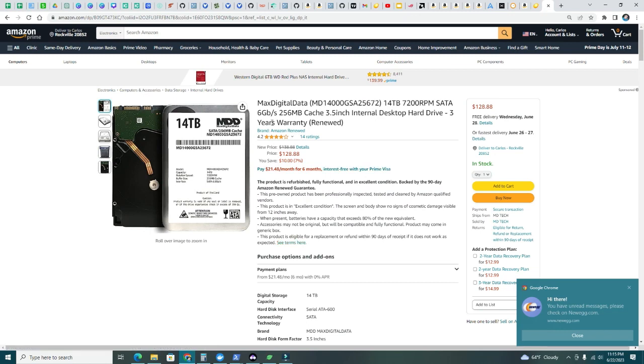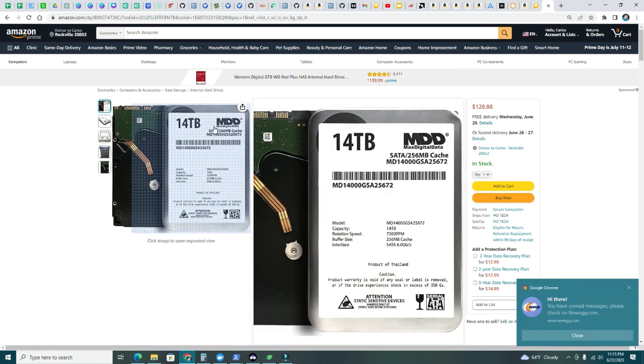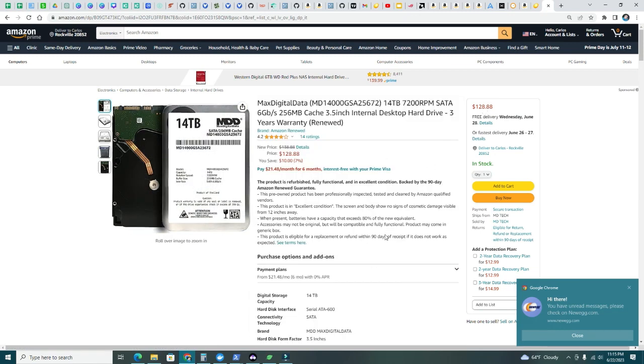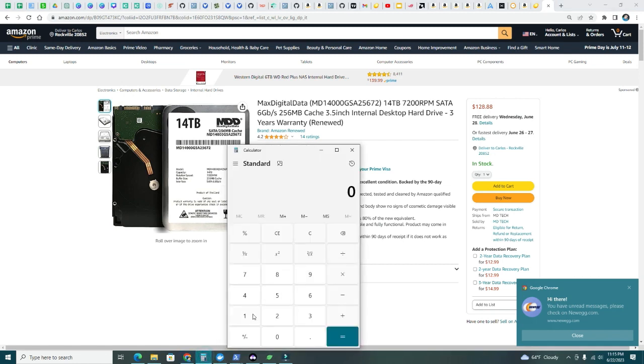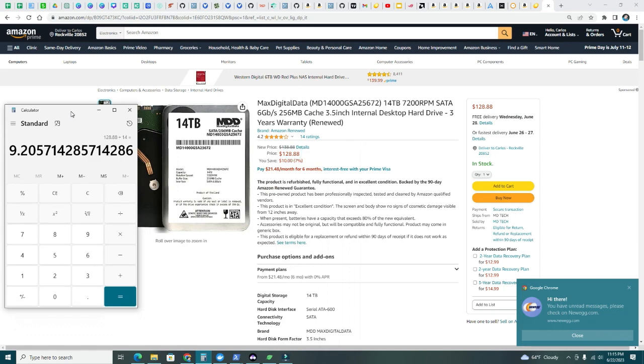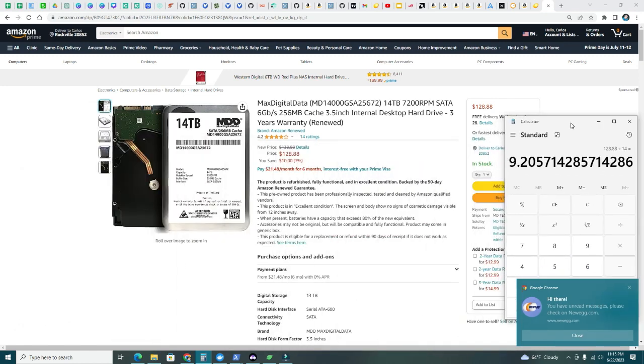All right, and I found these 14 terabyte hard drives at $128.88. Let's see, 128.88 divided by 14. That's less than 10 cents per terabyte. I think this is pretty good. If you find another price, let me know. I'm gonna consider this 128.88 each. Let's do that.